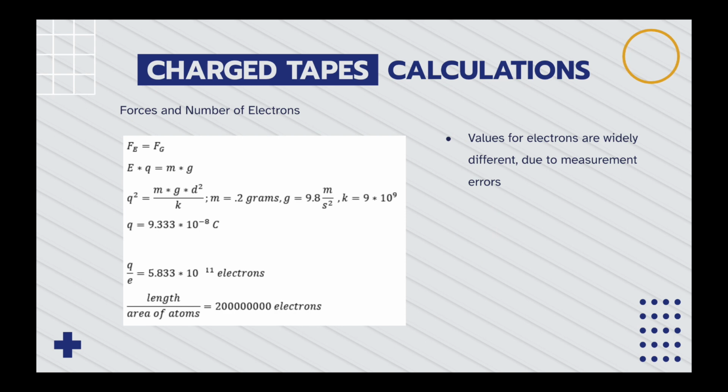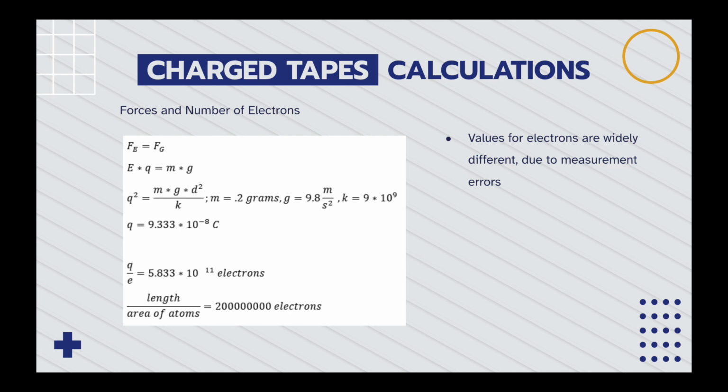To determine the charge on the tape, I used the fact that electric force and gravitational force are equal to say that E times Q equals M times G. Solving for Q, I was able to find that the charge on a piece of tape is 9.33 times 10 to the negative 8th coulombs. Dividing that number by the charge of a single electron, I found that the number of electrons on a piece of tape was approximately 5.833 times 10 to the 11th electrons.